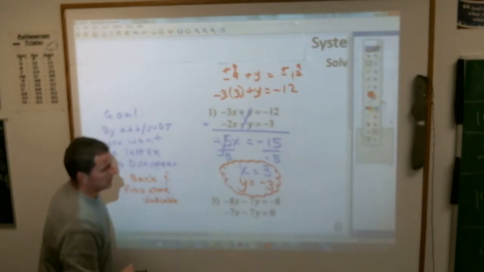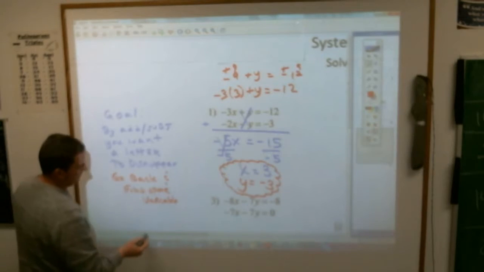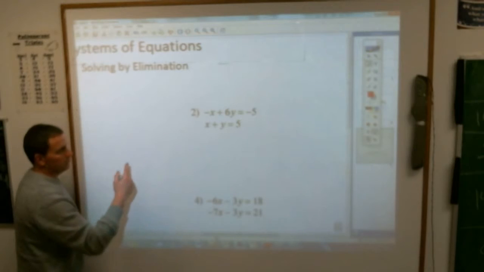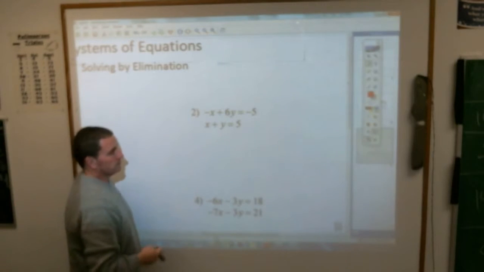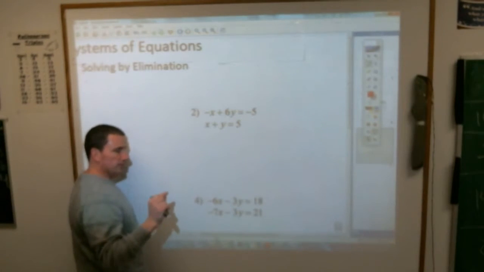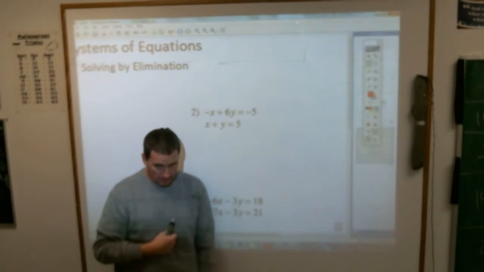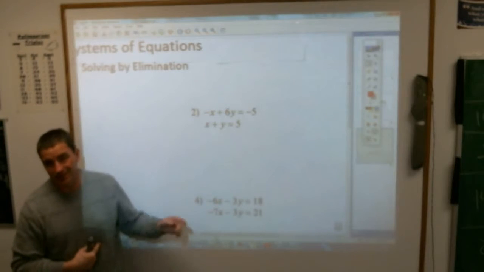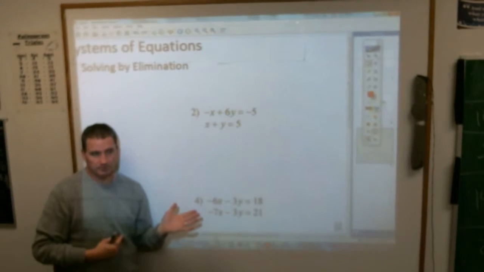A little easier than substitution, I would say. A little quicker. Now, that doesn't mean it doesn't get a touch bit harder here. Let's do one more like this, and then we'll talk about when it gets harder. Okay. In order to be able to do this, take a look up here. Don't get too far ahead of it. In order for this to work, you have to have x's or y's that are opposites of each other. Okay?